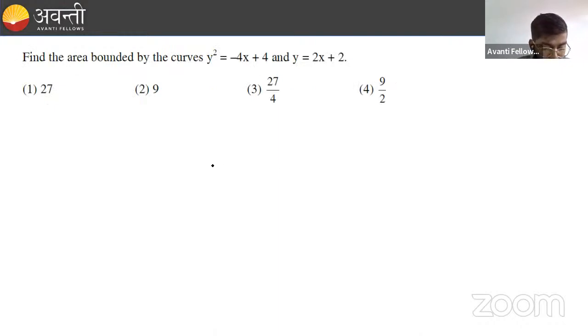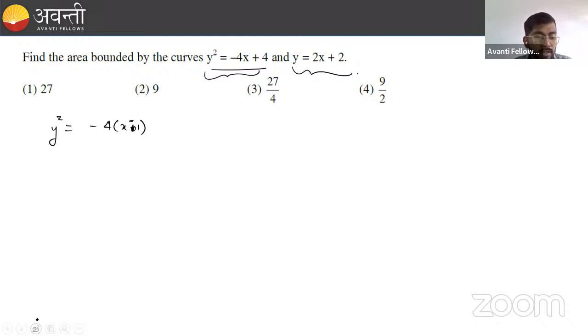Now we have to find the area bounded by the curves y square equals minus 4x plus 4 and y equals 2x plus 2. First of all, we know that y square equals minus 4x plus 4 can be written as minus 4 into x minus 1, right? And the other equation here is y equals 2x plus 2.